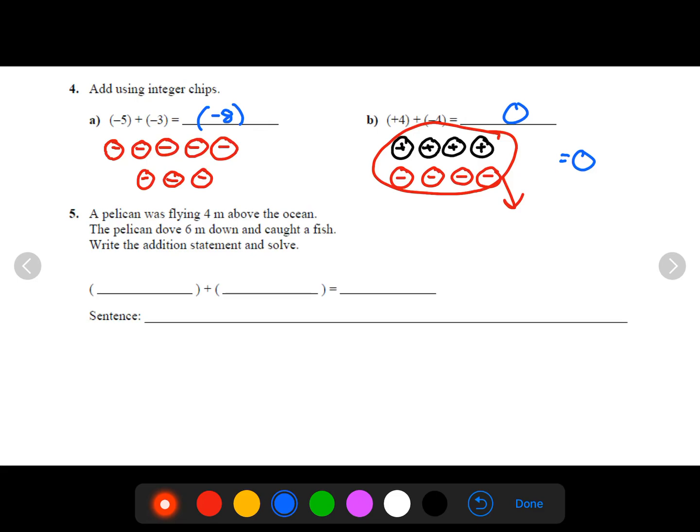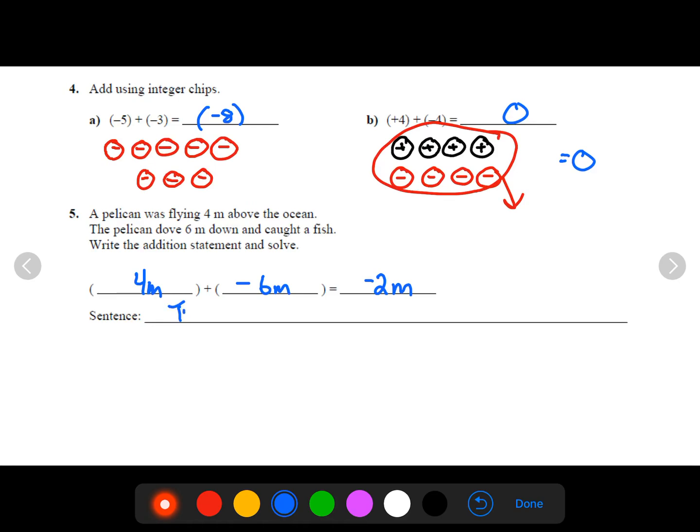A pelican was flying 4 meters above the ocean. The pelican dove 6 meters down and caught a fish. Write the addition statement and solve. So we begin with the pelican flying at 4 meters. Now it dove down 6 meters. So down 6 is a negative 6 meters. So that means when you add those together, positive 4 plus negative 6, our answer is negative 2 meters.